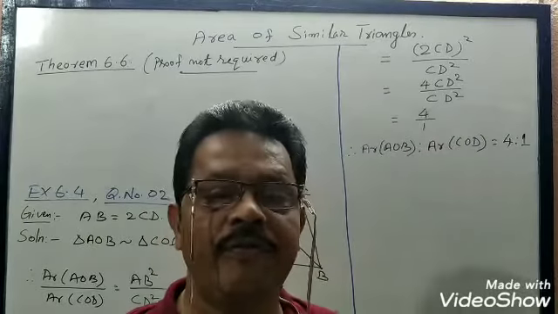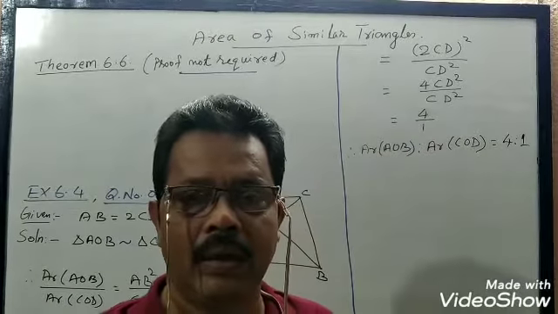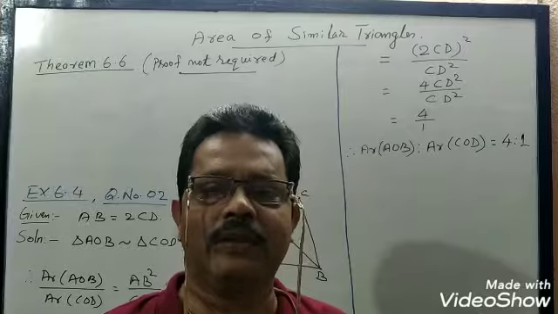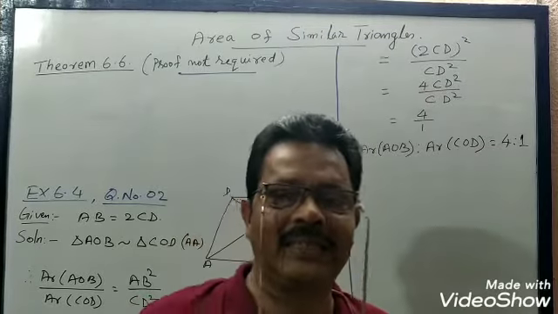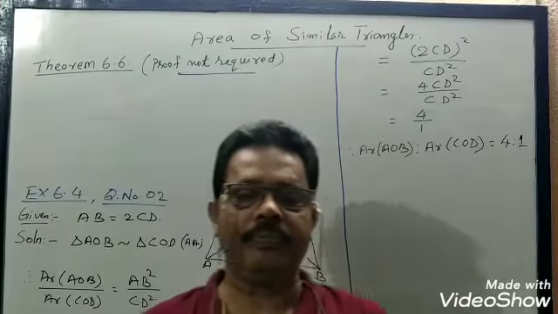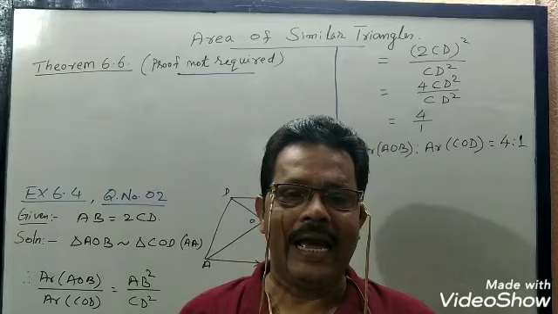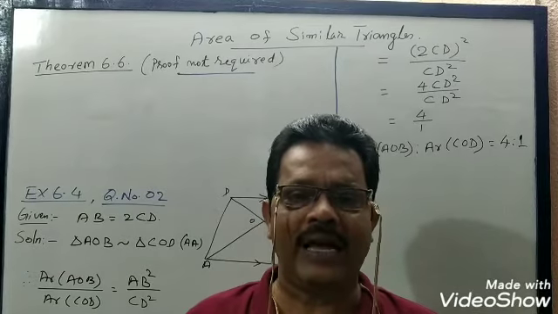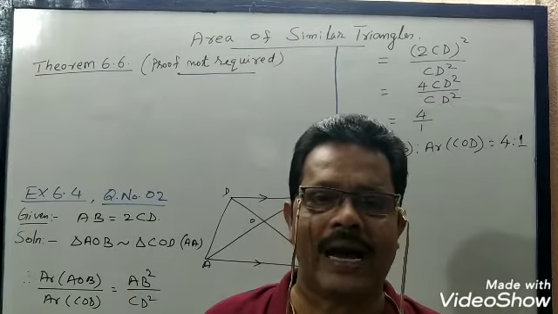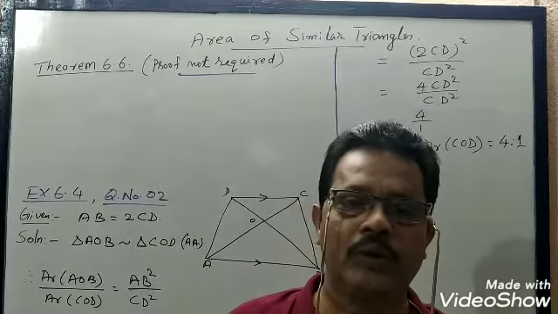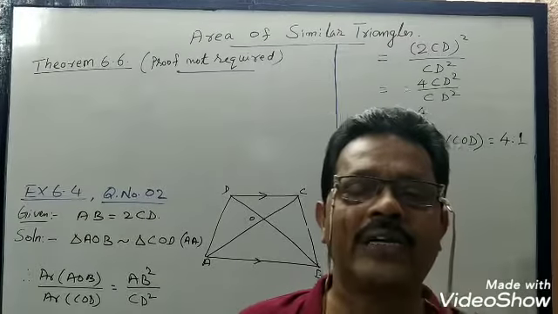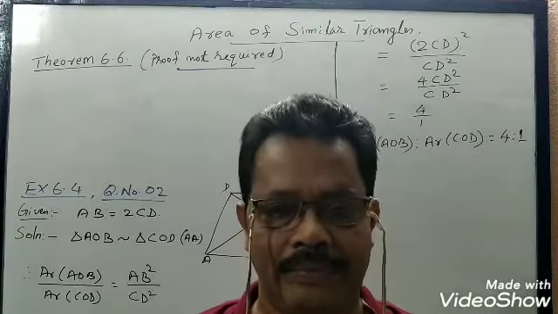Exercise 6.4 questions can be asked. Proof of the theorem is only deleted. Now what is the theorem you have to understand? The theorem is: the ratio of the areas of two similar triangles will be equal to the ratio of the squares of their corresponding sides.